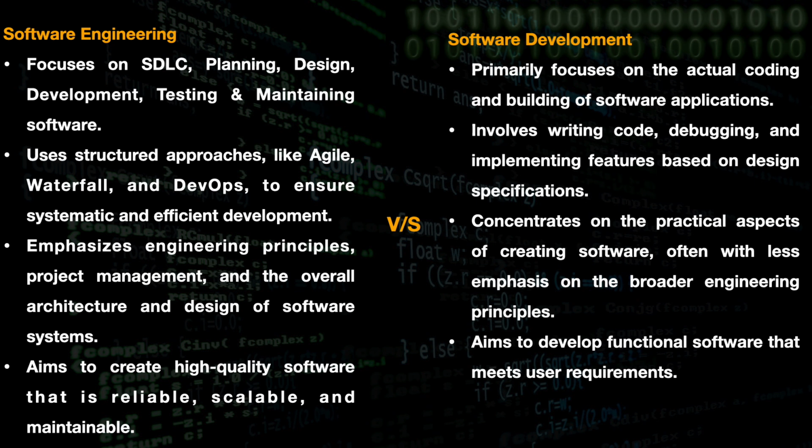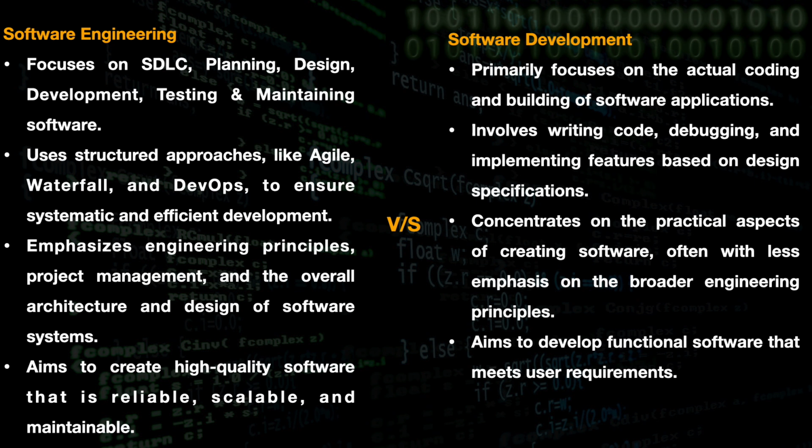Let us see how software engineering and software development differ. Software engineering focuses on the full software lifecycle that includes design, development, testing, and maintenance. It follows approaches such as Agile, Waterfall, and DevOps to ensure efficient and systematic development. It emphasizes more on engineering principles and project management. Finally, it aims to deliver a product that is reliable, scalable, and maintainable.